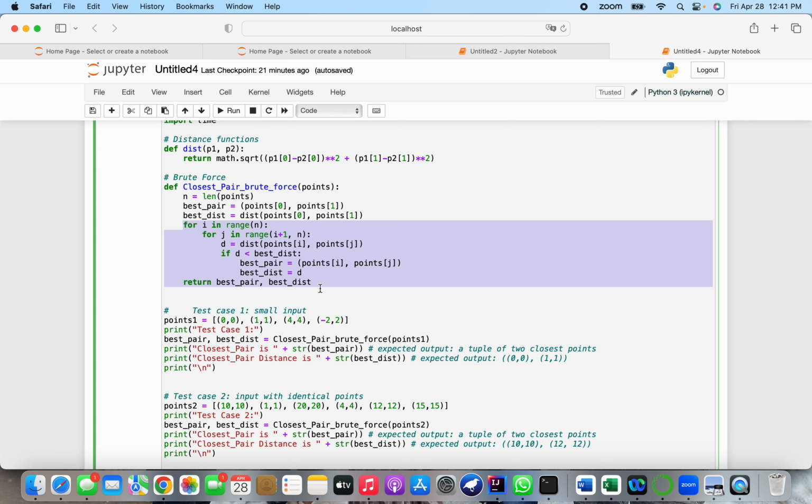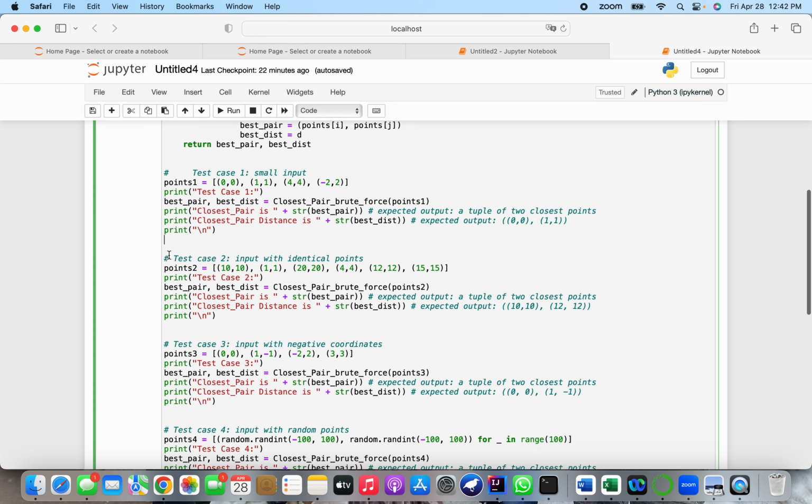After that, we'll use two nested for loops, and for each point of n, we'll find the distance to all the other points. In the same way, for the second point, we'll find the distance to each of the other points, and track the best pair. At the end of the loop, we will get the best pair and the best distance, and we will simply return them.